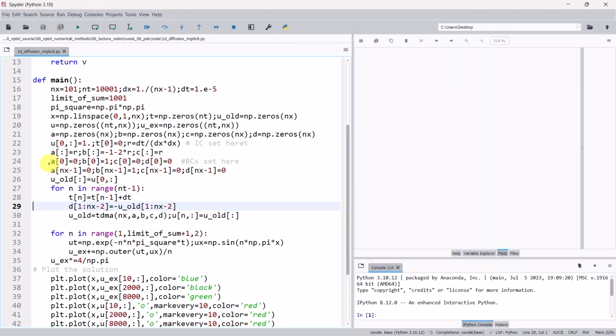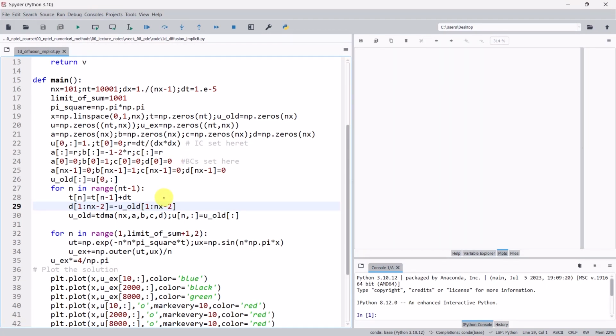Afterwards, at a 0 0, b 0 1, because this is a tridiagonal matrix, it doesn't have an a0 term at the top row. At the top row, we do not have an a. B is 1 and c is 0. There is no c term because my boundary condition is u equals 0 at the top row. So u equals 0 means b is 1, 1 multiplied by u equals 0 means d is 0 on the other side, and that sets the boundary condition at the top.